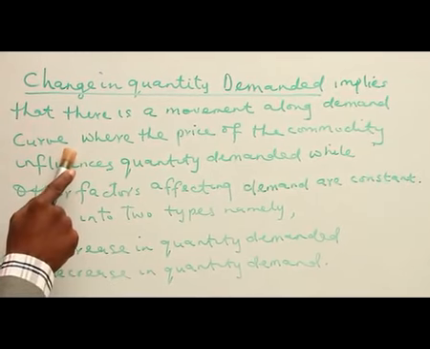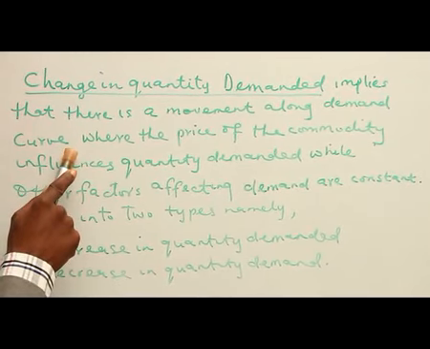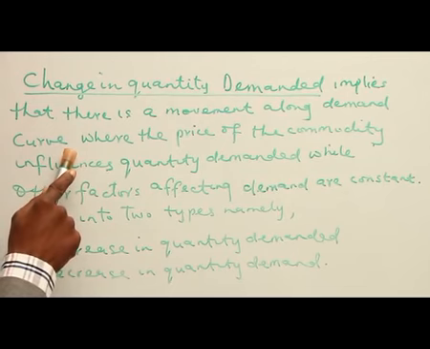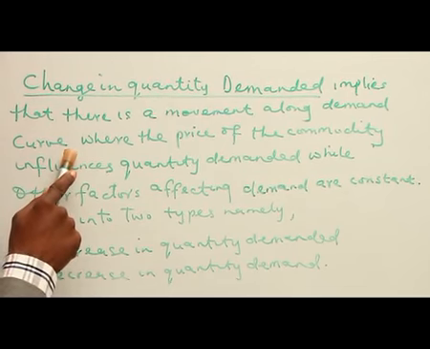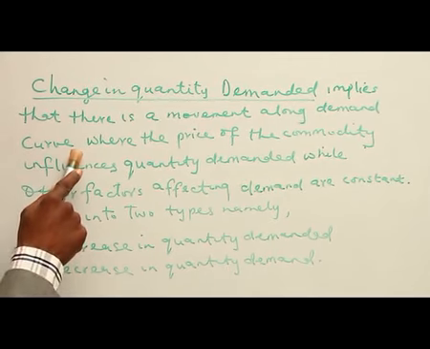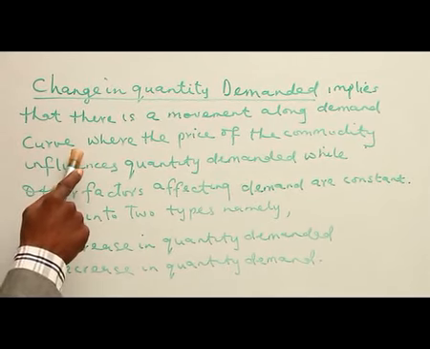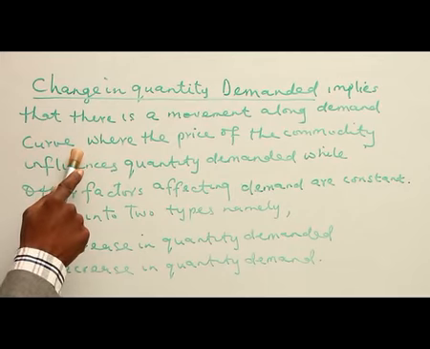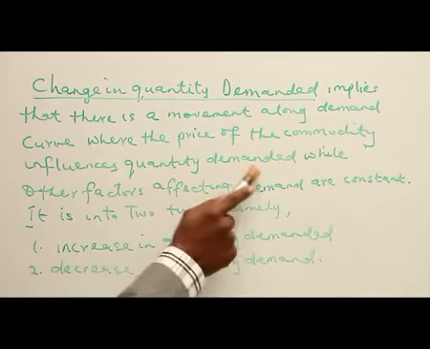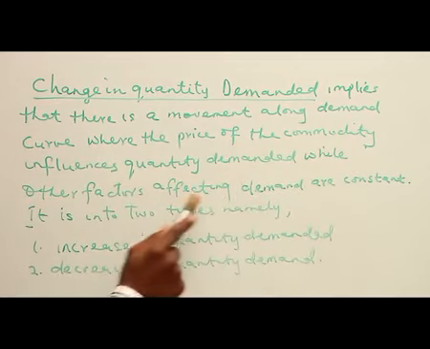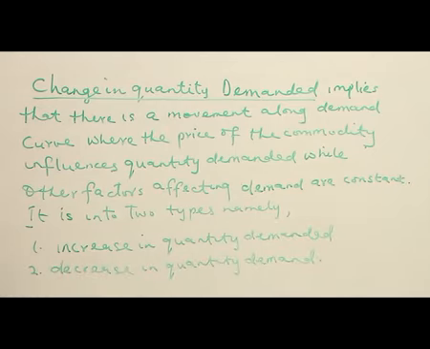We've analyzed the demand curve, and we explained that the demand curve is downward sloping. Why is it downward sloping? Because as the price is falling, quantity demanded is increasing, or as the price is increasing, quantity demanded is falling. Here the price of the commodity influences quantity demanded, while other factors affecting demand are constant.